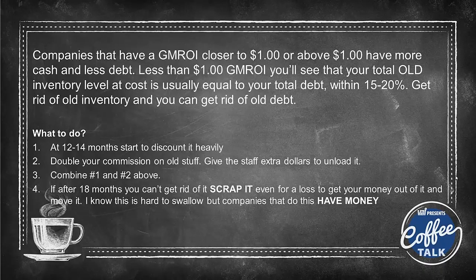So what should you do, right? When you have a low GMROI, and it's truly because it's not a profitable item, right? What you want to do is, around 12 to 14 months, you want to start to discount that item heavily. You want to get rid of that item. You want to kind of unload it. Some ideas, you could double commission on it to maybe help your sales reps push it. Combine 1 and 2. And then really after 18 months, you can scrap it.